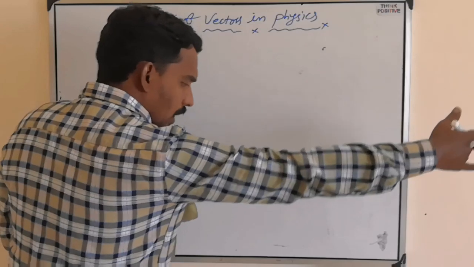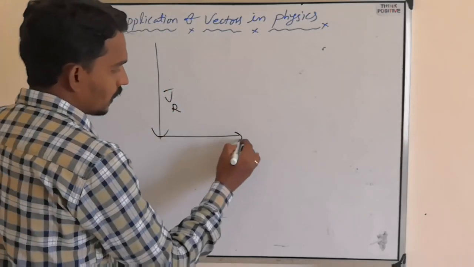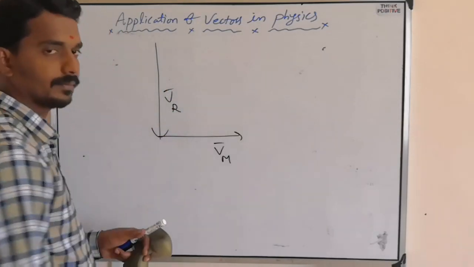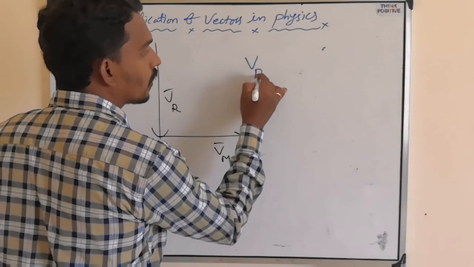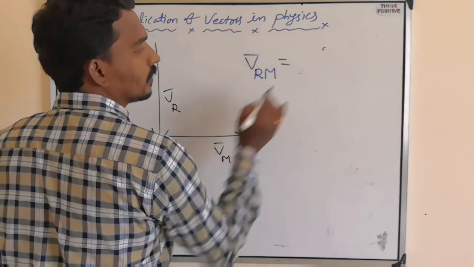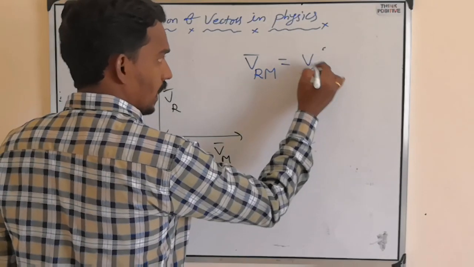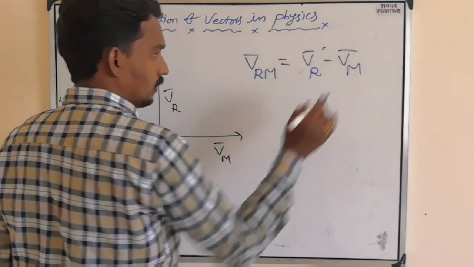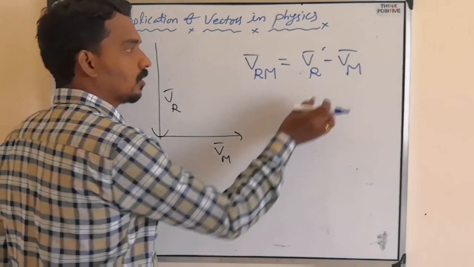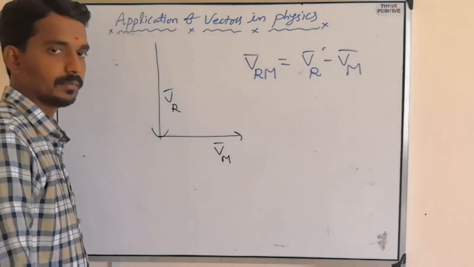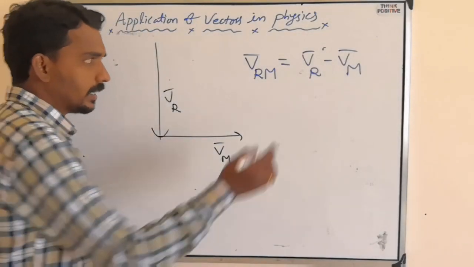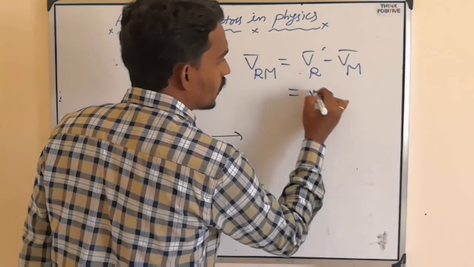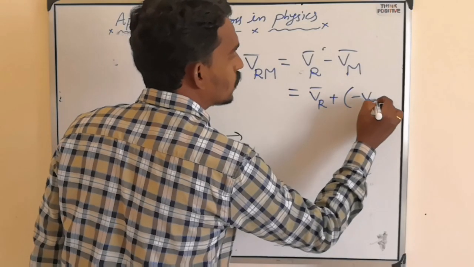Now you may move forward or back. Suppose you are moving like this. Velocity of man. Now you have to find the velocity of rain with respect to man. So the velocity of rain with respect to man. With respect to man means you have to subtract the man's velocity. So VR minus Vm. This is nothing but what I will say is VR plus minus Vm.